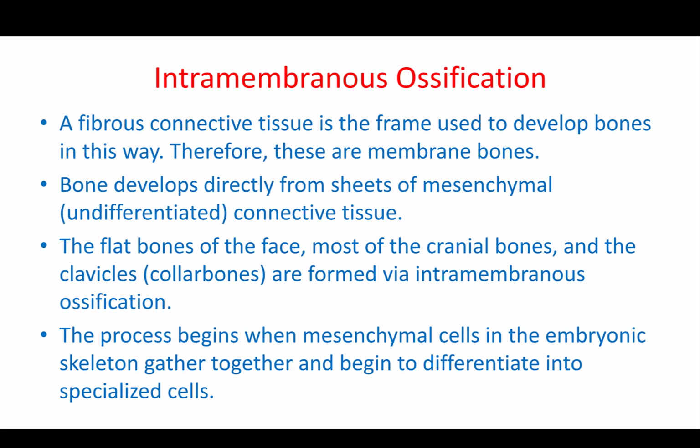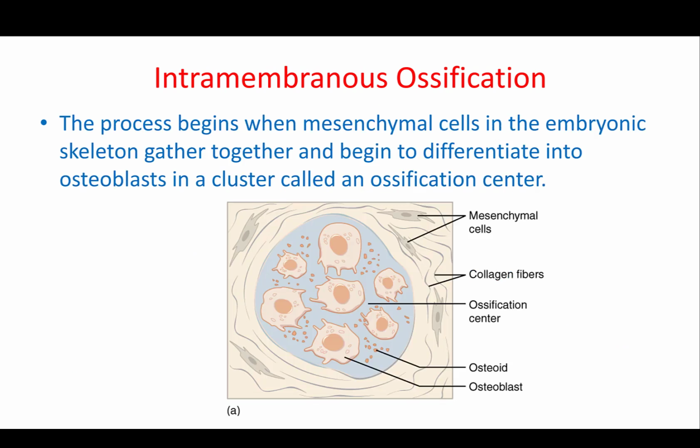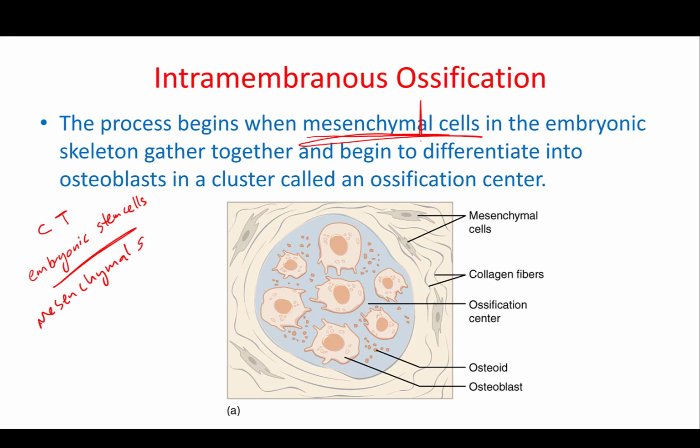So let's see now one of the two ways, the intramembranous ossification. For this, remember that the bones result from mesenchymal cells. Okay, these mesenchymal cells, and I believe we talked about this also in the lab, in the lecture, all of the connective tissue is coming from what? From embryonic stem cells, right? These embryonic stem cells here, we are calling them the mesenchymal stem cells or cells.